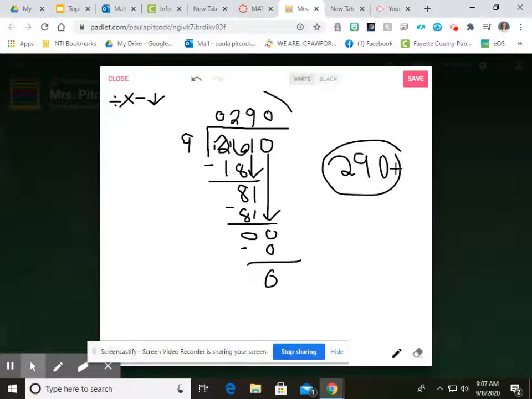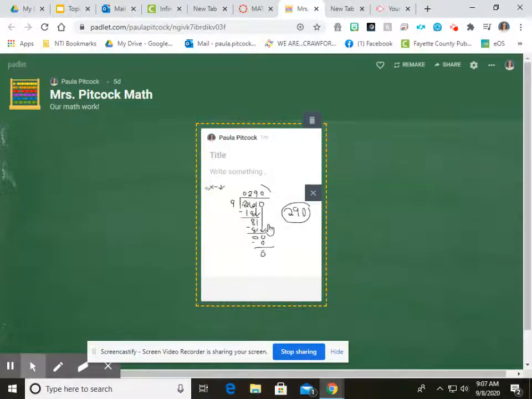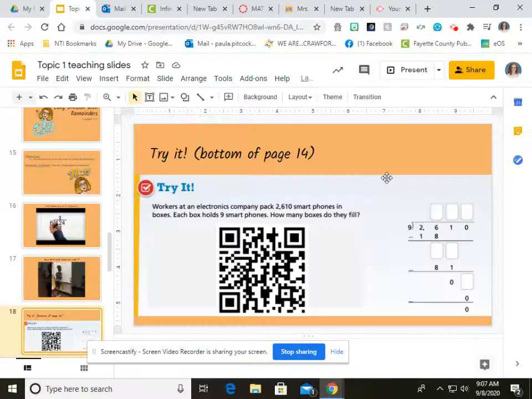Now, if I were using Padlet as a student, this is when I would hit save. And it's saving, and it pops up for my classmates to see and for my teacher to see. Okay? So let's go back to our notes. That's how we do long division.